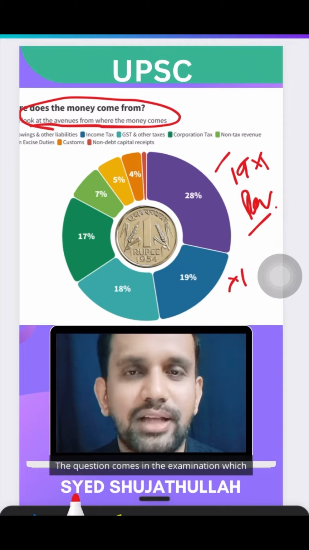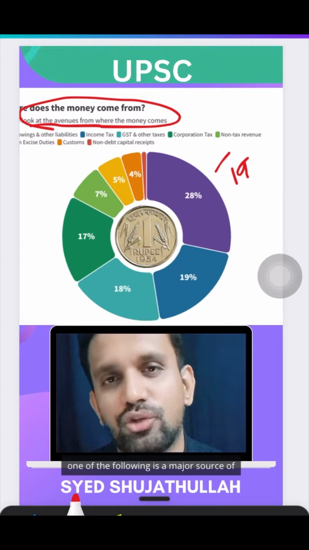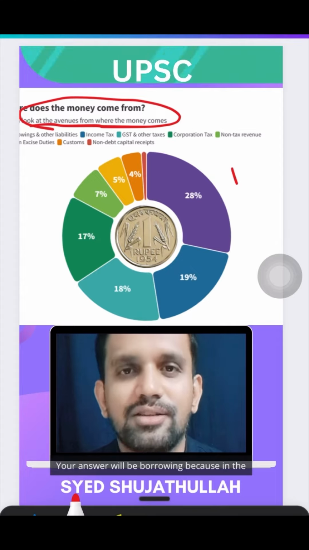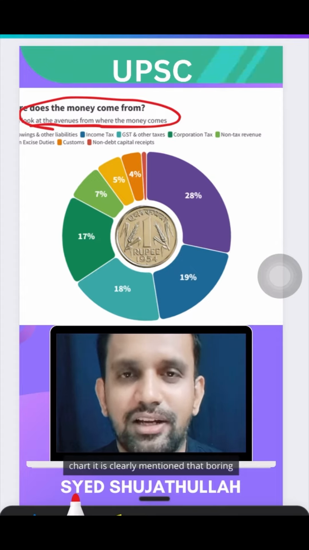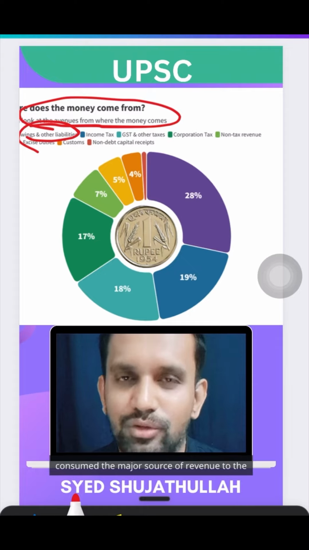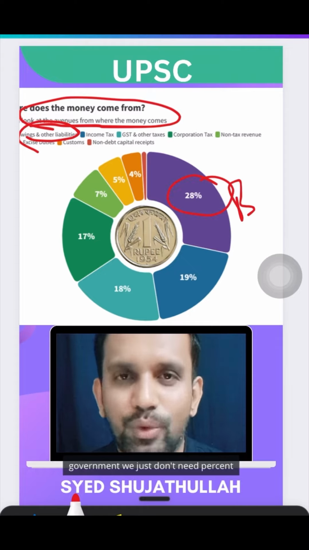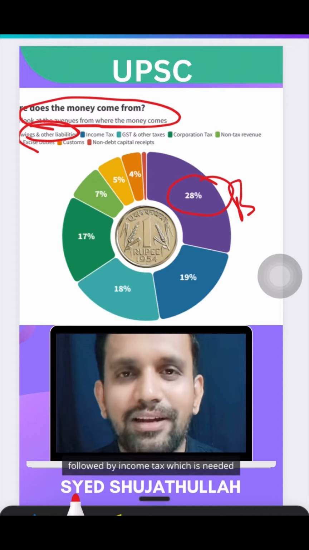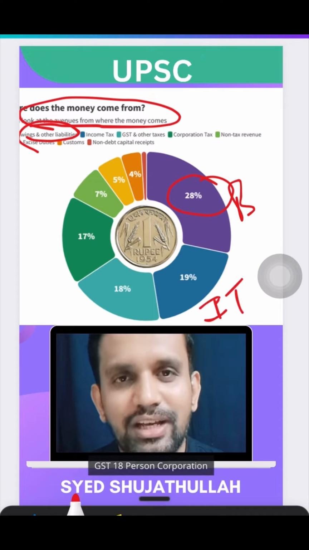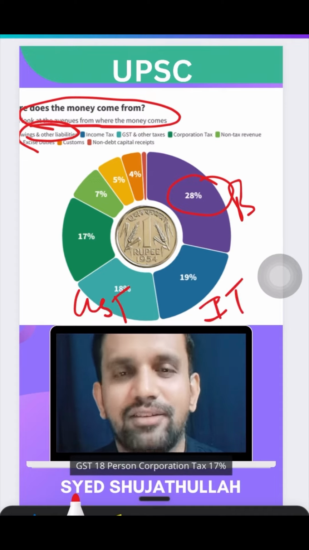If the question comes in the examination, which one of the following is a major source of revenue to the government, your answer will be borrowing, because in the chart it is clearly mentioned that borrowing constitutes the major source of revenue to the government, which is 28%, followed by income tax, which is 19%, GST 18%, corporation tax 17%.